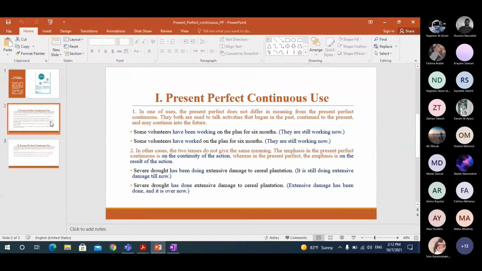I can say I have studied English for 10 years, or I can say I have been studying English for 10 years. What's the difference? The difference is in meaning. In the second one, I am emphasizing that I'm still studying. Let me put them here.